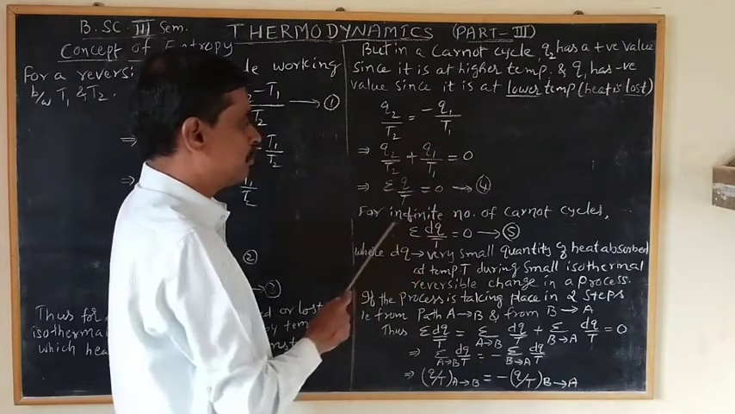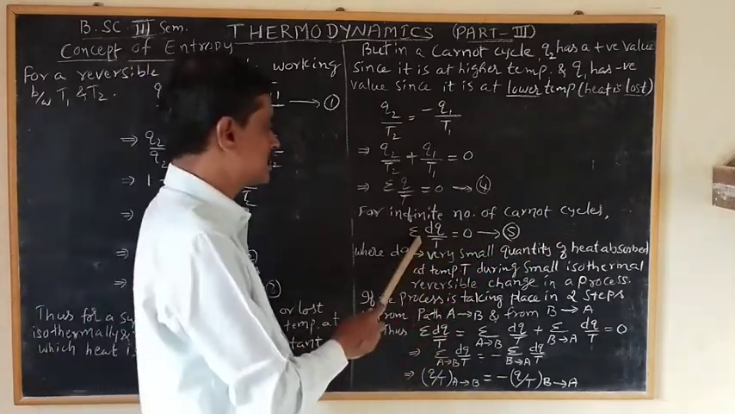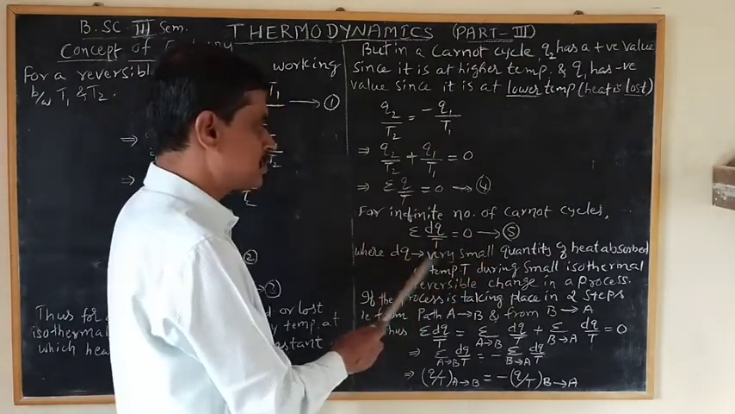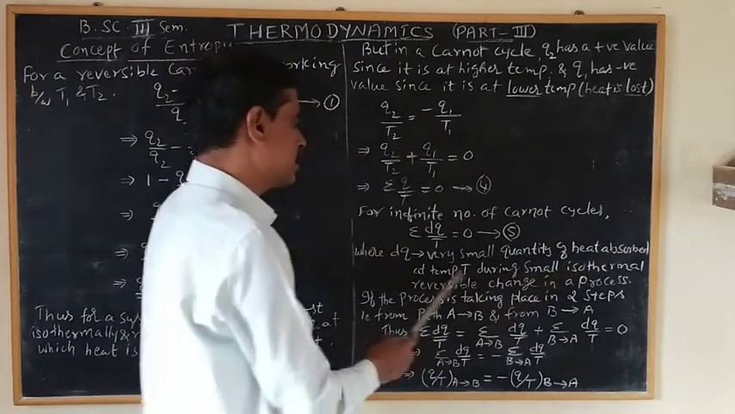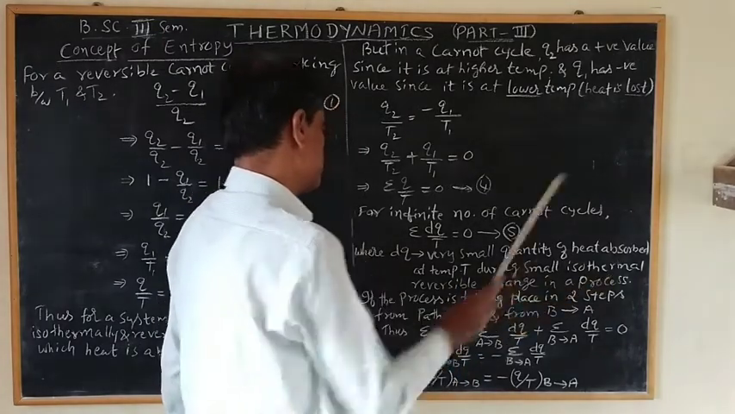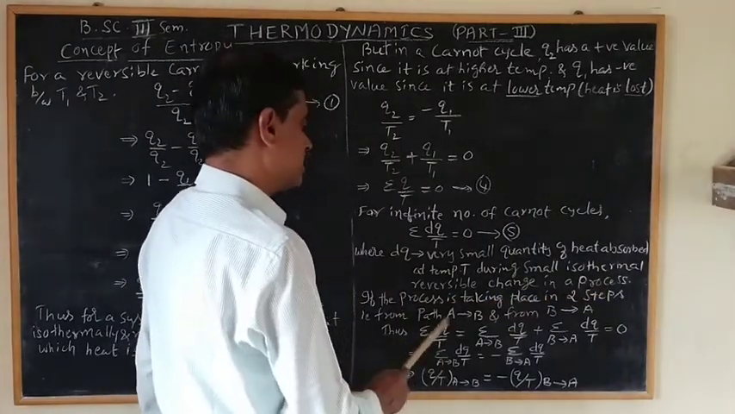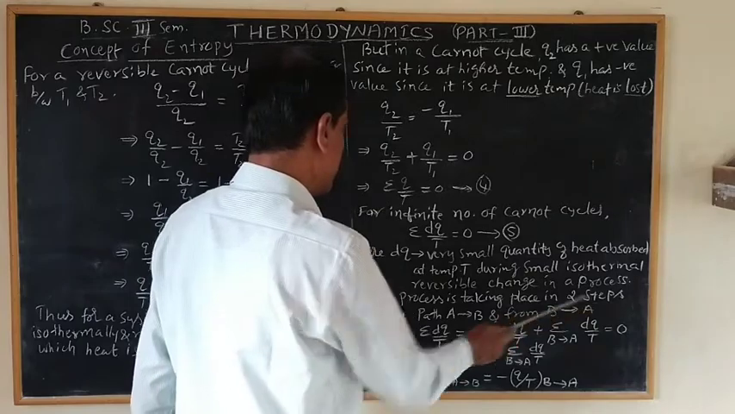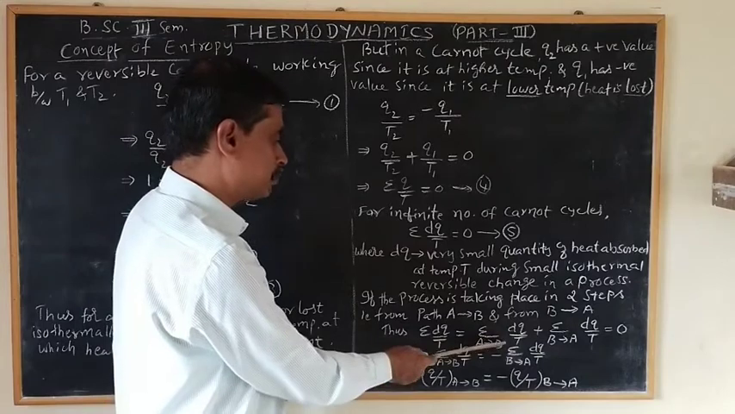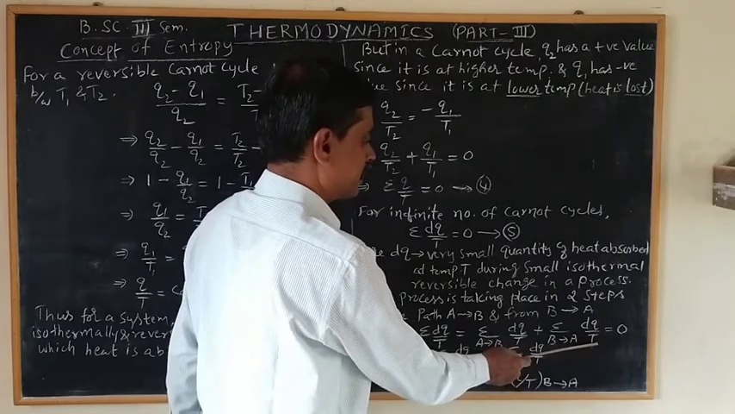Equation number 4. If many, an infinite number of Carnot cycles are taken into account, then sigma dq by T is equal to 0. Equation number 5. dq means a small quantity of heat absorbed at temperature T during a small isothermal reversible change in a process. If the process takes place in two steps, from path A to B and from path B to A, then sigma dq by T is equal to sigma A to B dq by T plus sigma B to A dq by T is equal to 0.